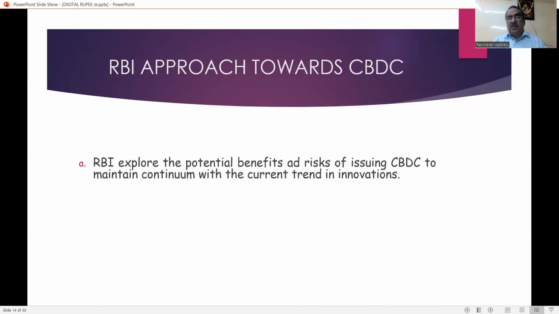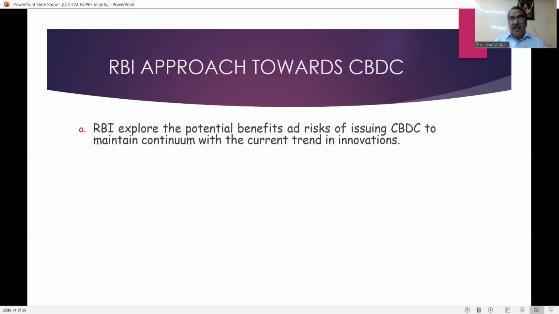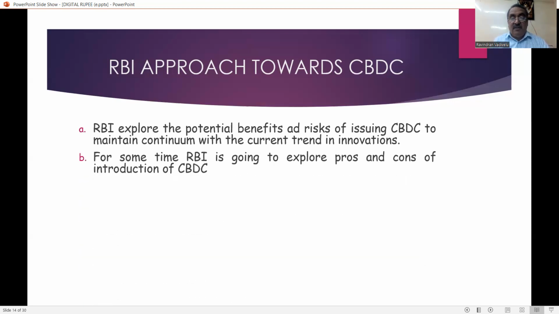RBI's approach towards the CBDC: RBI is exploring the potential benefits and risks of issuing the CBDC, to maintain continuum with the current trend in innovation. Because RBI is the regulator, they have to analyze the potential benefits and risks to the consumer while they operate through CBDC. And for some time, RBI is going to explore the pros and cons of introduction of CBDC, because they say that it's only a pilot scheme.